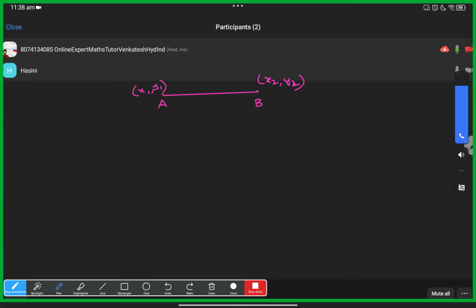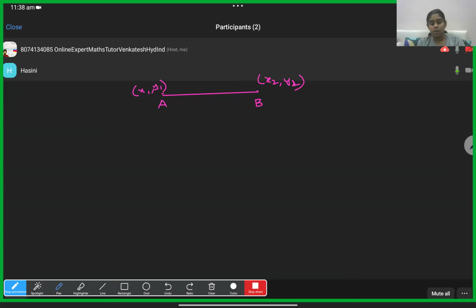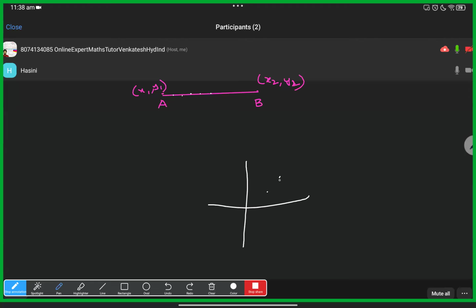So now, in this exercise, we will be finding out a point on this line. There will be so many points on this line. Every point will have its own coordinate values as per the axis, like 2, 3 or 5, something.